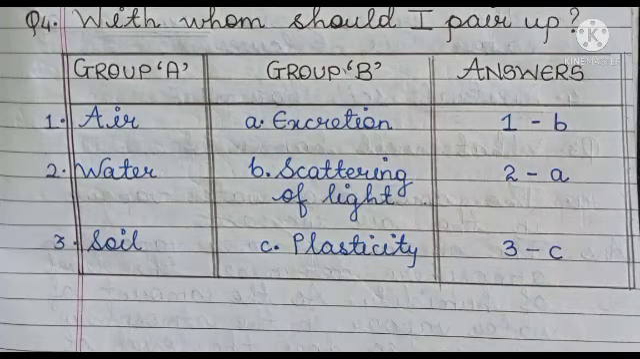Next question, with whom should I pair up? So there are all the three natural resources given in group A, air, water and soil. In group B, there are the properties given. So we have to match the correct property with the correct natural resource. So air, the correct match for air is scattering of light. Air helps in scattering of light. Second, water. Water helps in excretion. And the third one, that is soil, that helps in plasticity. So the correct match for soil is plasticity.